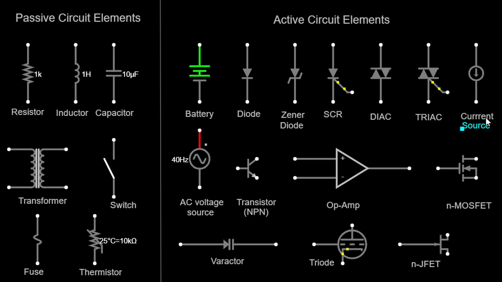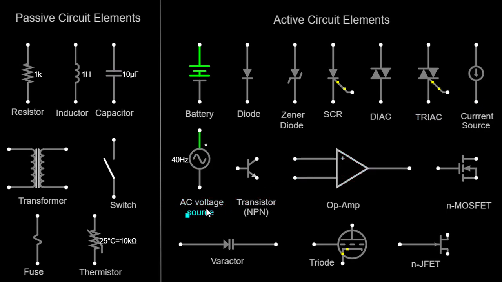Current source. A current source is an active component that provides a constant current output, regardless of changes in the circuit parameters or load. It is represented by a circle with an arrow pointing inward or outward, indicating the direction of current flow.